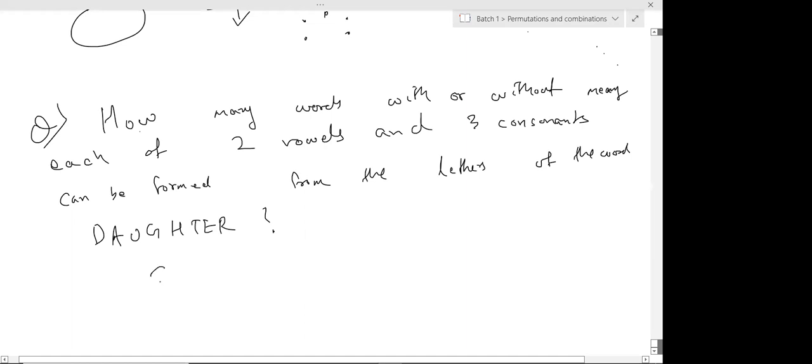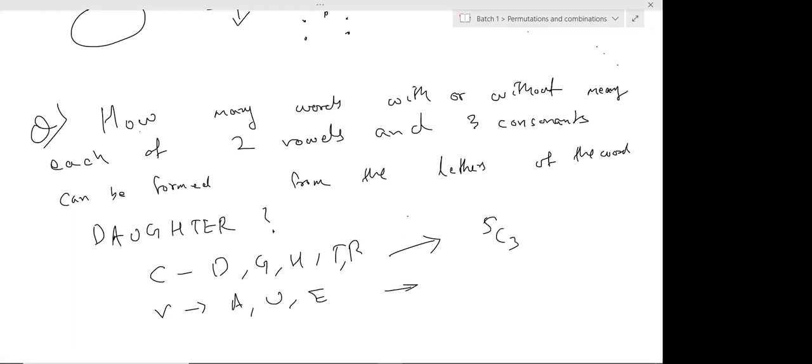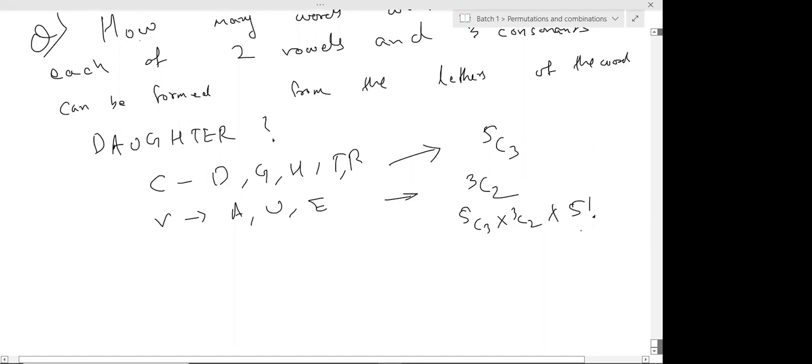Consonants we have D, G, H, T, and R. Vowels we have A, U, and E, right? So we need 3 consonants, so 5C3, and 2 vowels, so 3C2. So 5C3 into 3C2 into 5 factorial will be the answer, because we need to arrange the letters. This is 5 into 4 upon 2 factorial into 3, and this is 120.